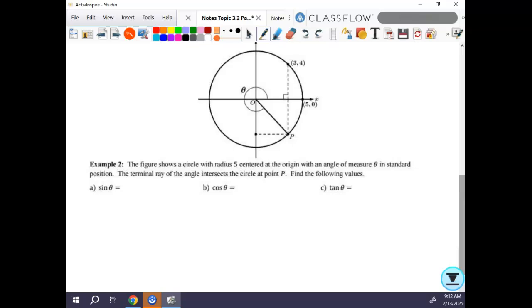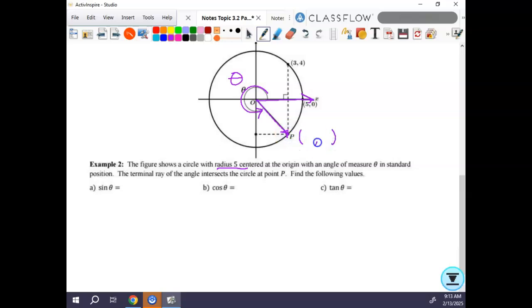All right, so the figure shows a circle with radius 5. So this time it told me radius of 5. Centered at the origin with an angle measure theta in standard position. The terminal ray of the angle intersects the circle at point P. So here's point P, here's my initial ray, and here's my terminal ray. So this is my angle right here. Find the following values. So this is my theta right here, right?